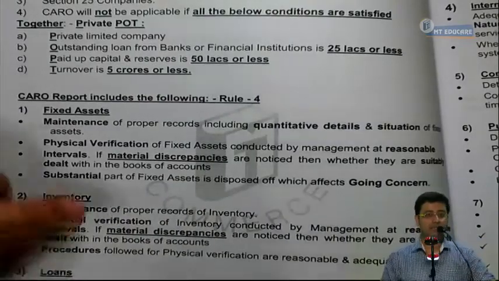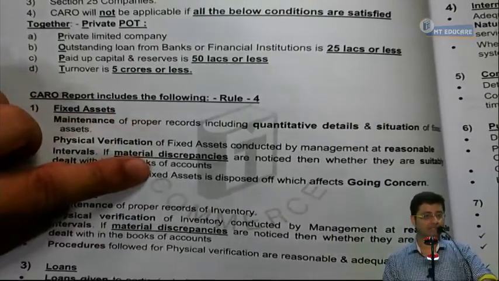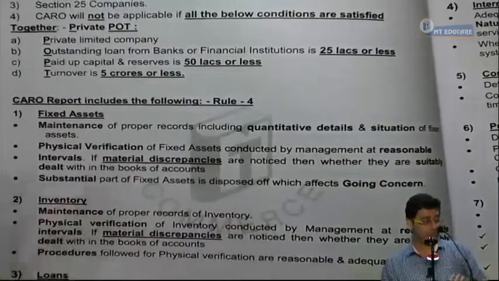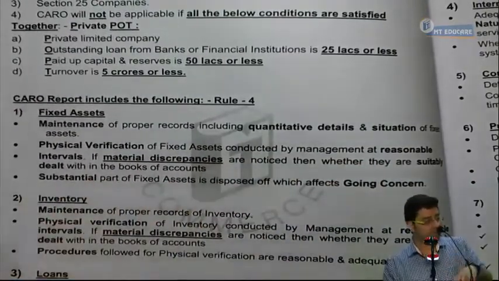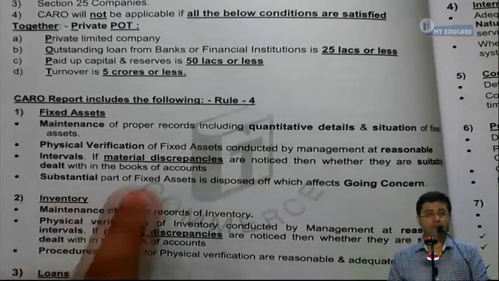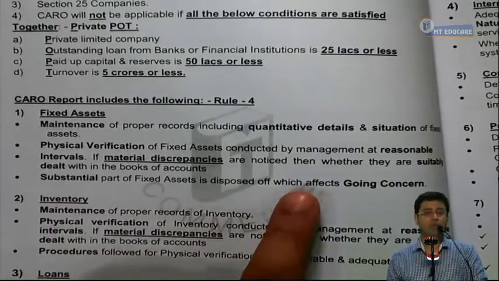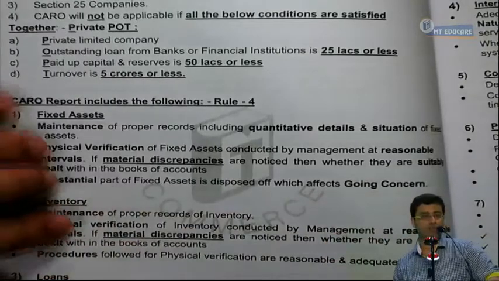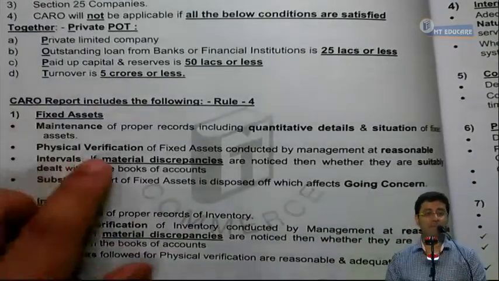If there are any material discrepancies, that means the records are not tallying with the physical assets, then the auditor has to make sure that they are easily rectified. They should be properly dealt with. Dealt with means what? They should be rectified. And if a substantial part of fixed assets has been disposed of, whether it affects the going concern assumption should be notified by an auditor.